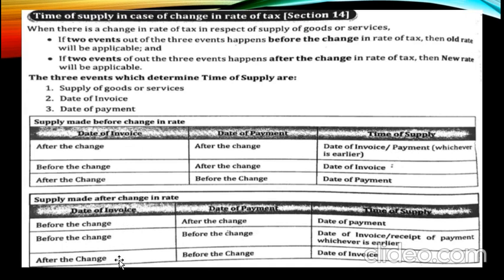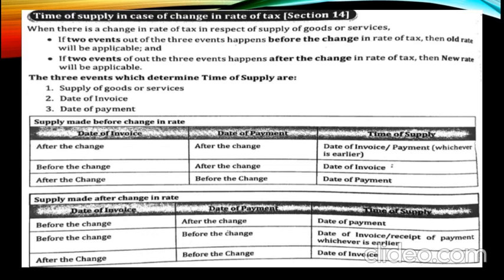Then the third situation: the supply is made after the change in rate, the date of invoice is also after the change, and the date of payment is before the change. So two conditions are satisfied, that is supply is made after the change in rate and date of invoice is after the change. These two are after. So among these, the date of invoice will be considered as the time of supply.